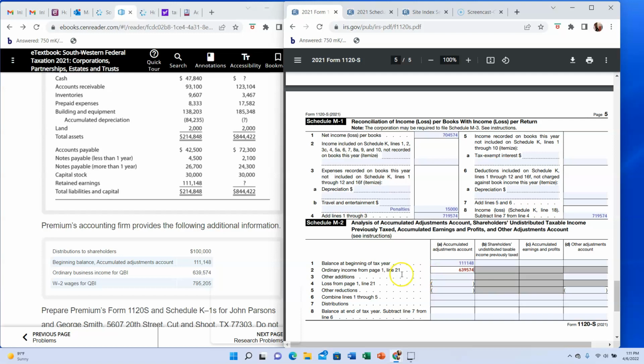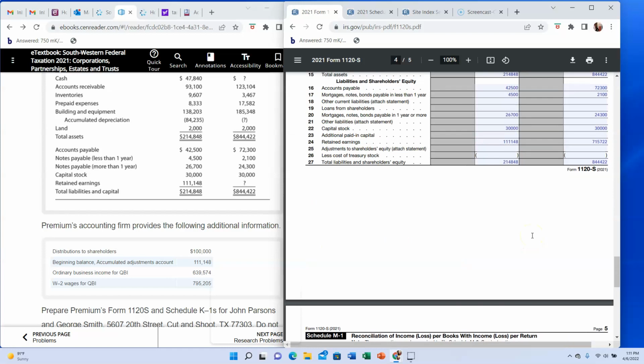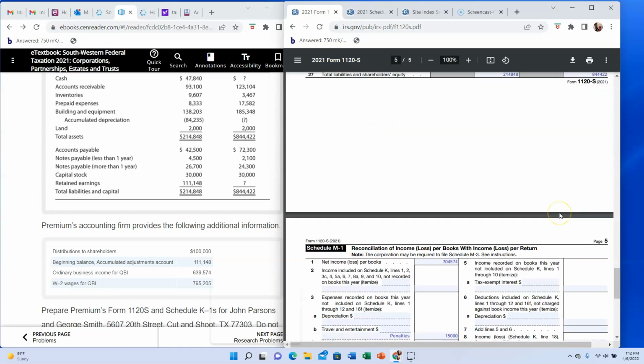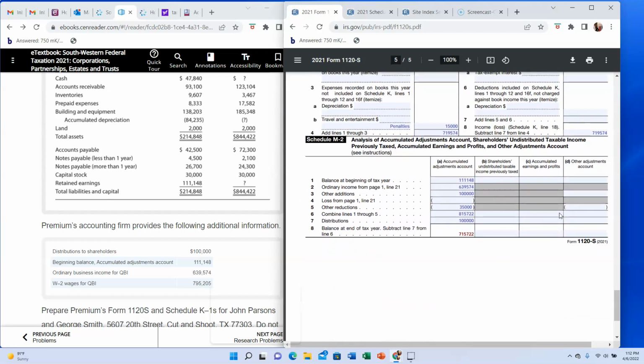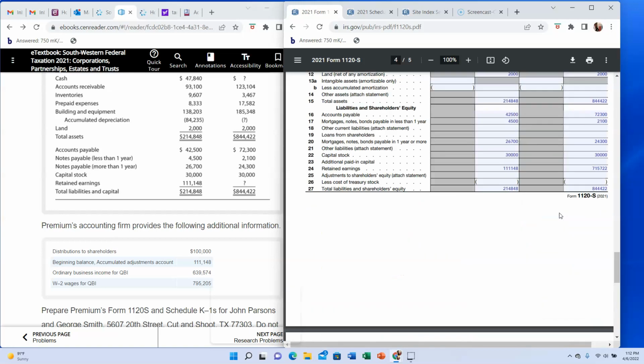$639,574. Then we have other additions. That's the $100,000 of interest income. Then we have other reductions. This is the $20,000 of charitable donations and the $15,000 of penalties. Right, so we sum this up, and the sum of that is 815,722, and then they distributed $100,000 to shareholders. You subtract that out, and you get 715,722, and that should tie to this number right here, and it does. Okay, and that's it for the Form 1120.